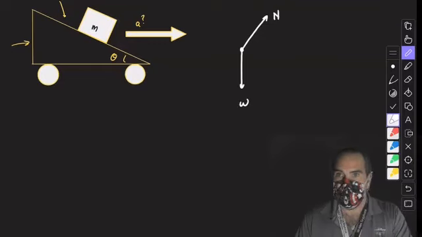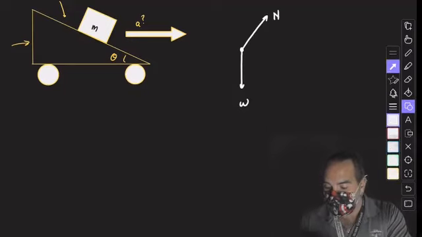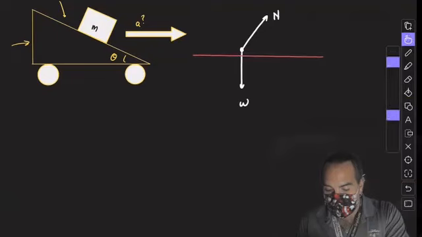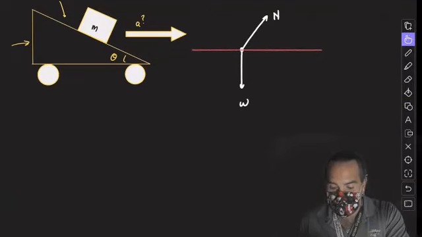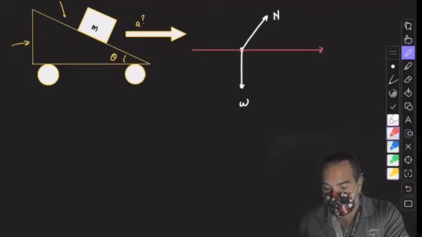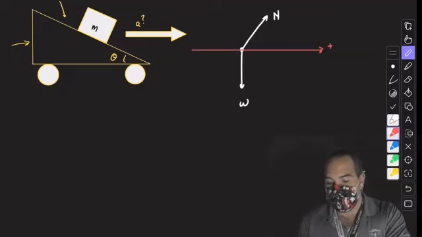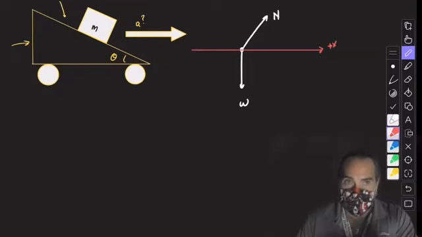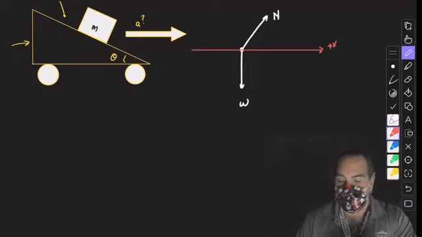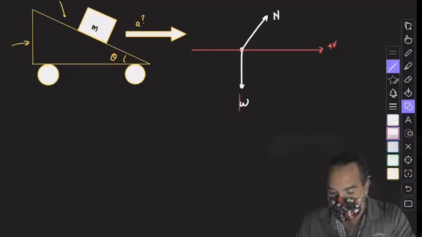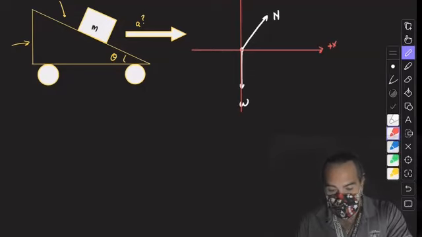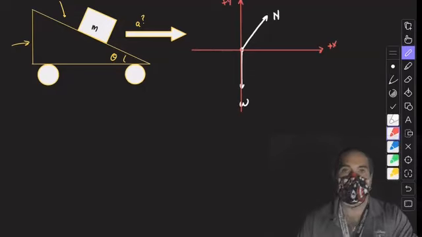Correct? It's not going up or down. It's going sideways. So you're instructed to choose a coordinate system aligned with the acceleration as your number one priority. This is my positive X direction. I don't give you a choice. I say, do it this way. This forces the y-axis to be this way. You don't get to choose. Stop thinking you have a choice.